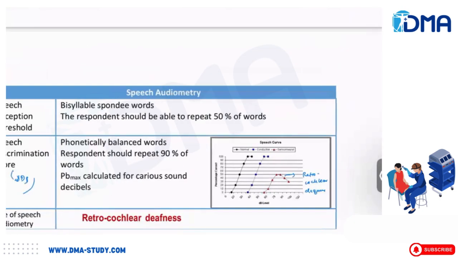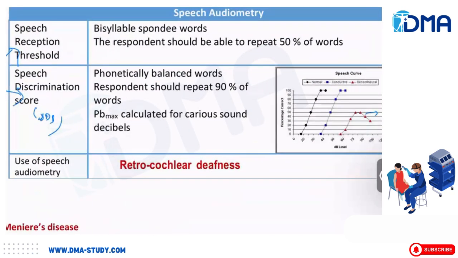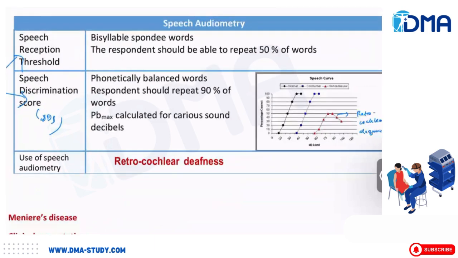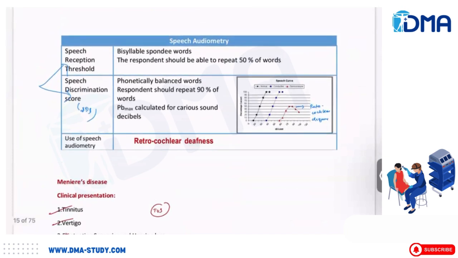All right. So we're done and dusted with speech audiometry. Very, very important: what is the role of speech audiometry? For finding retrocochlear deafness. The next important disease, a gold mine of MCQs.